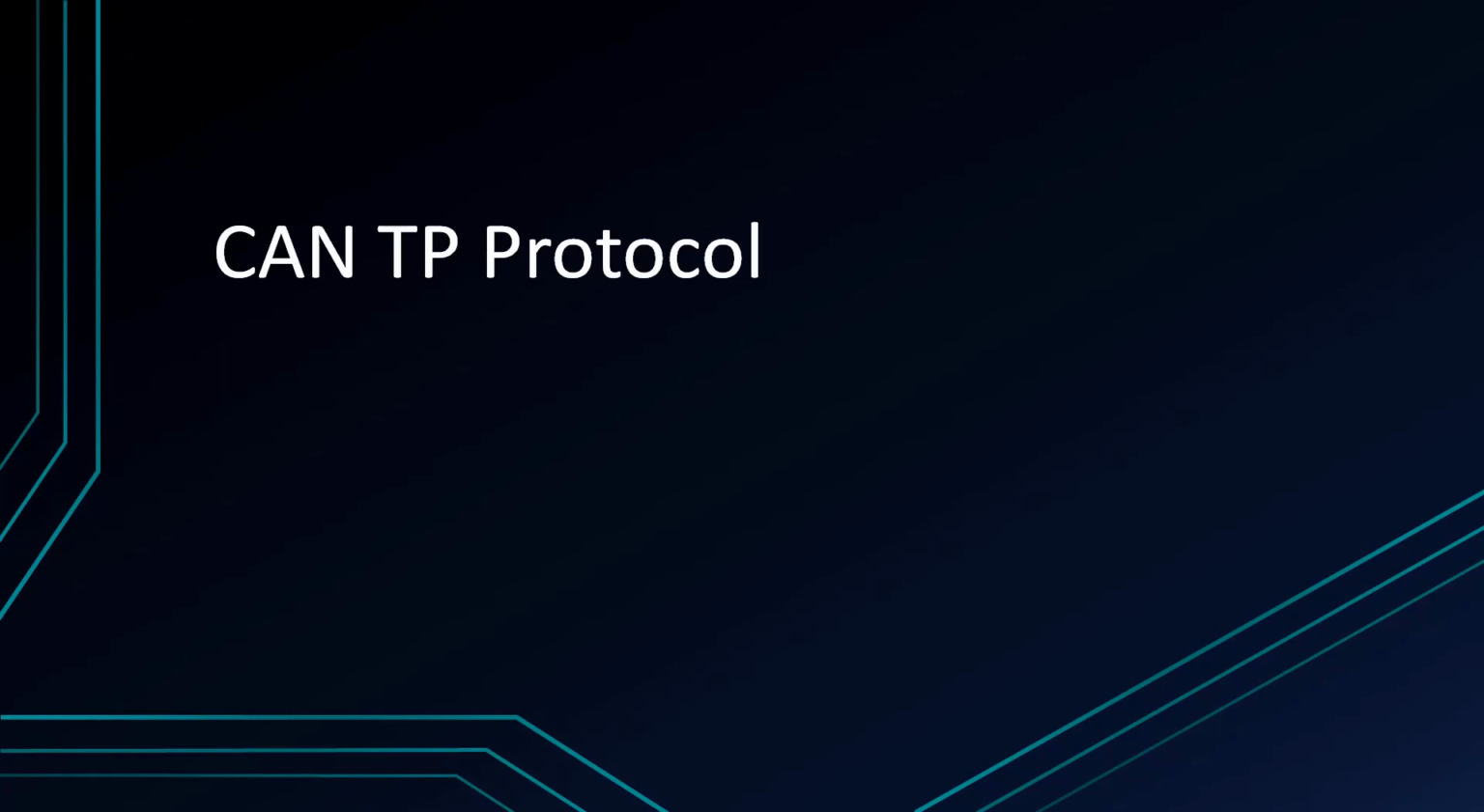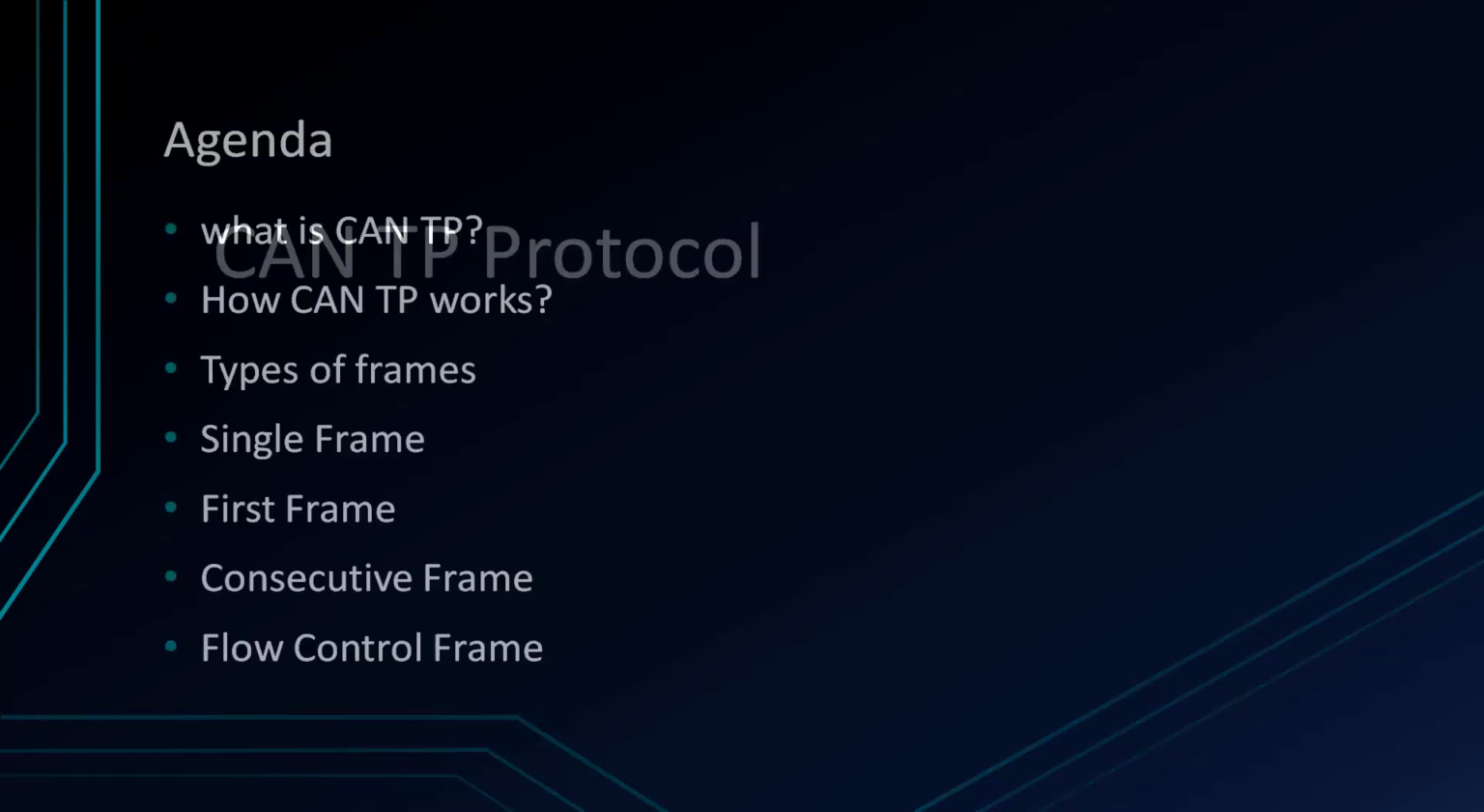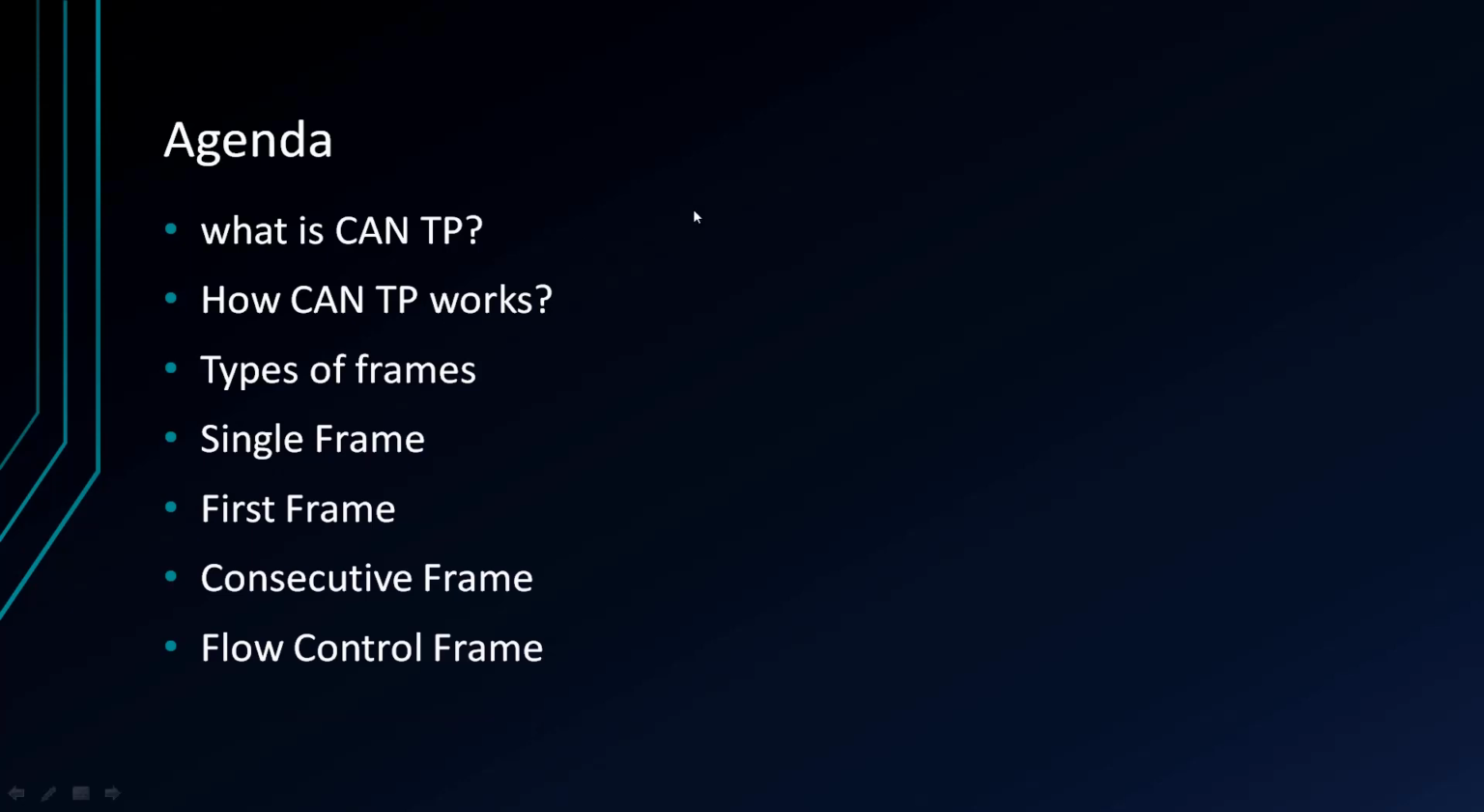Hi everyone. Today we're going to see how the CAN TP protocol works and the types of frames in it, how the interaction between the client and the server, the frame and flow works. Let's get started. What we are going to look at is what CAN TP is, how it works, and the types of frames: single frame, first frame, consecutive frames and flow control frame.